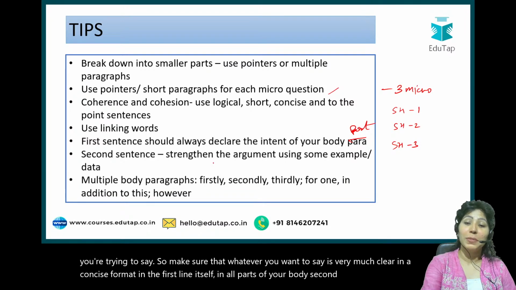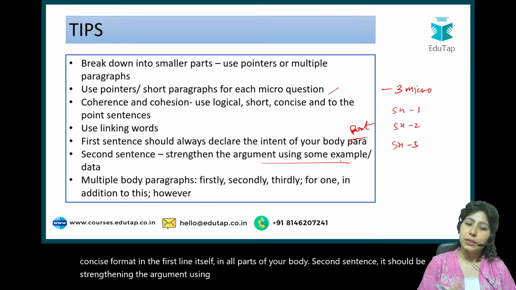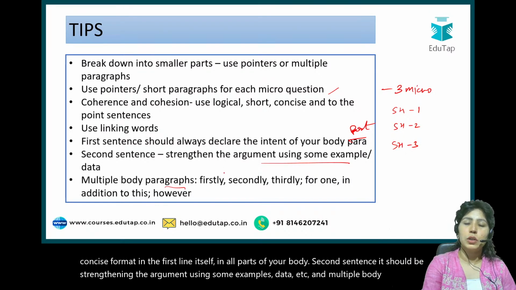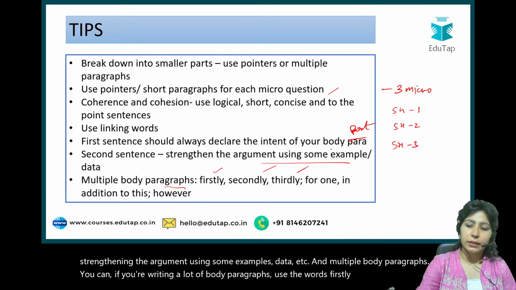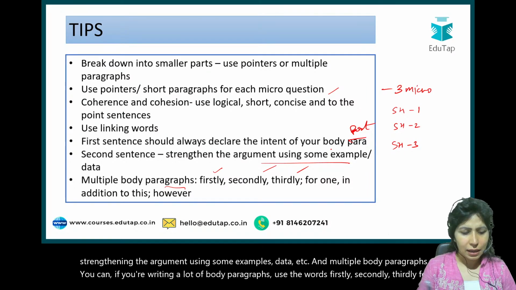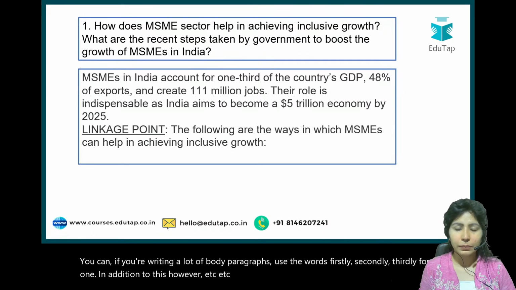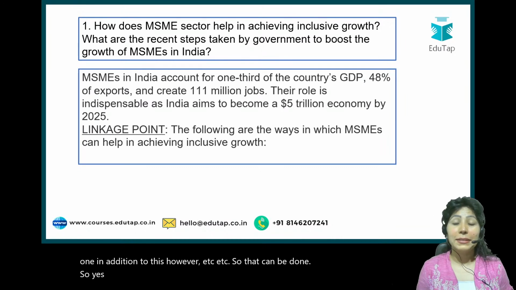Second sentence should be strengthening the argument using some examples, data, etc. And if you're writing multiple body paragraphs, you can use the words firstly, secondly, thirdly, for one, in addition to this, however, etc. So that can be done. So yes, that's all till here.